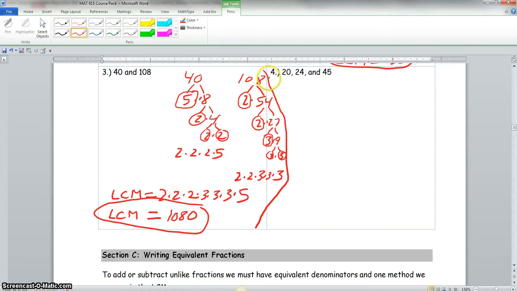Okay, now I drew this line here to separate this from problem number 4. We had 3 numbers to find the least common multiple. We have 20, we have 24, and we also have 45.